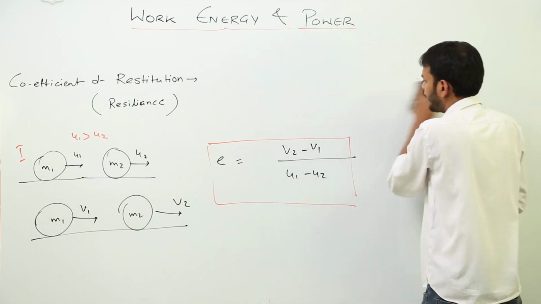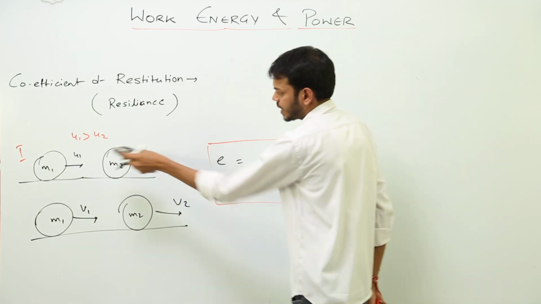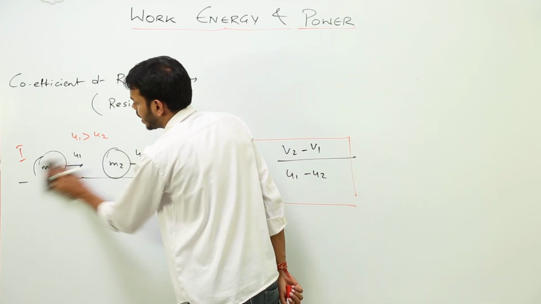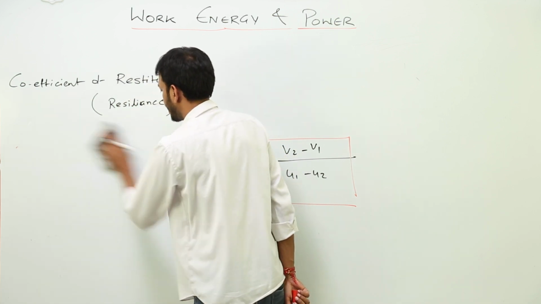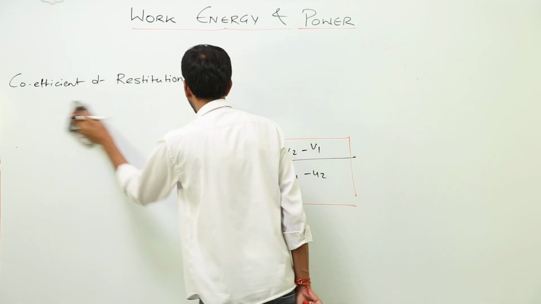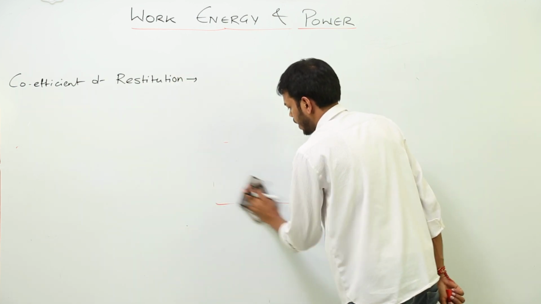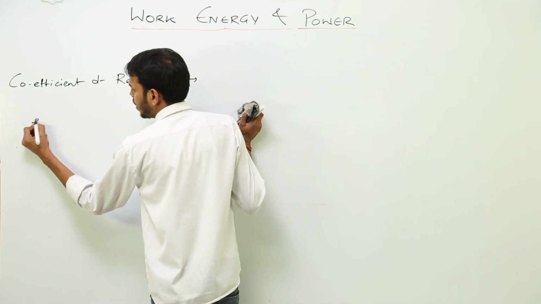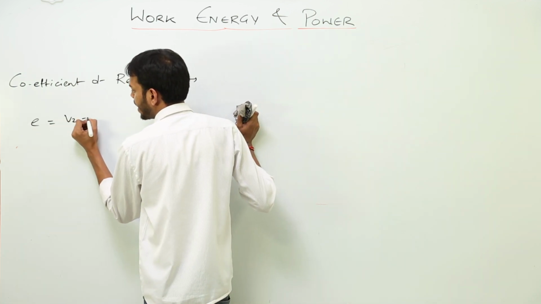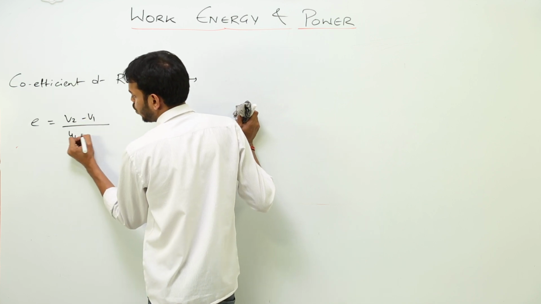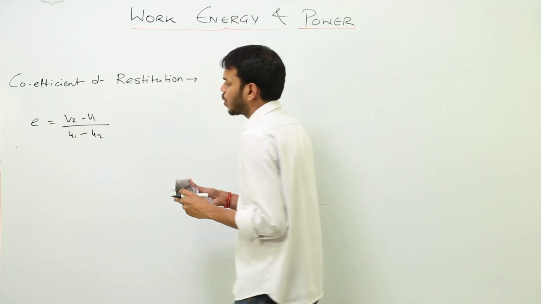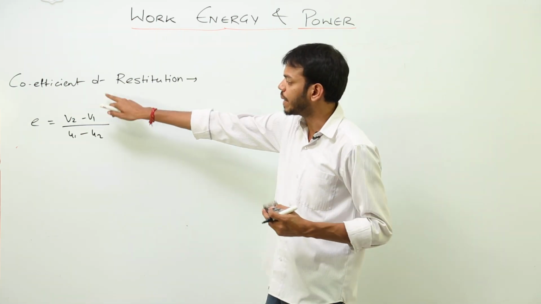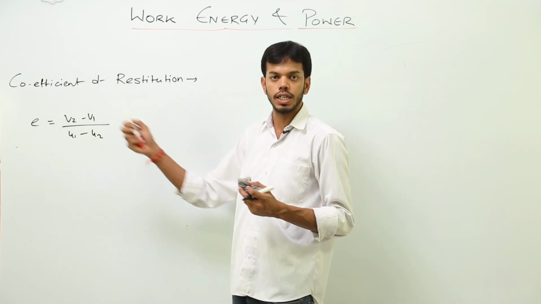Suppose we have two masses, m1 and m2, and we have hung them up using strings, like the case of a simple pendulum. Let's make the diagram first. The formula we just wrote was v2 minus v1 upon u1 minus u2. The approach was u1 minus u2 because u1 was greater than u2. The separation was v2 minus v1 because v2 was greater than v1.